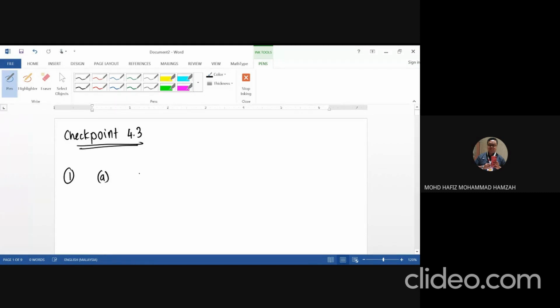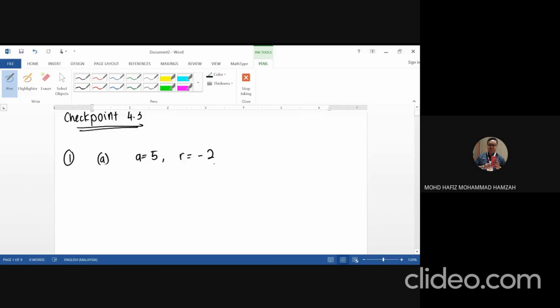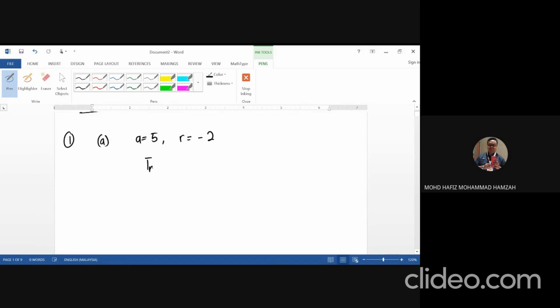So given your first term is 5, and then your common ratio is -2. Okay, so note that the formula is Tn equal to AR to the power of n minus 1. So it asks for the first 8 terms, so that means you have to find T1, which is AR to the power of 1 minus 1 equals AR to the power of 0 equals A. So the answer is 5. Also we know A is 5, so no need to calculate. Directly T1 equal to A equal to 5.